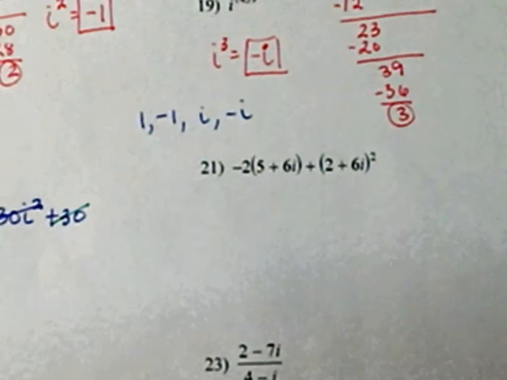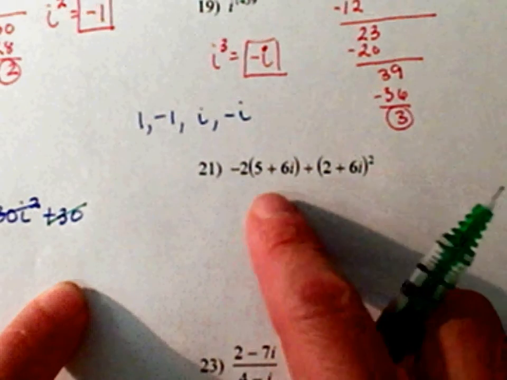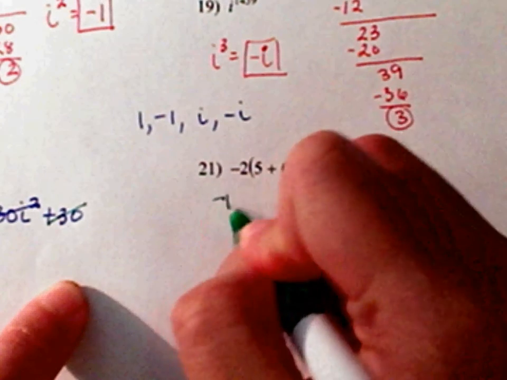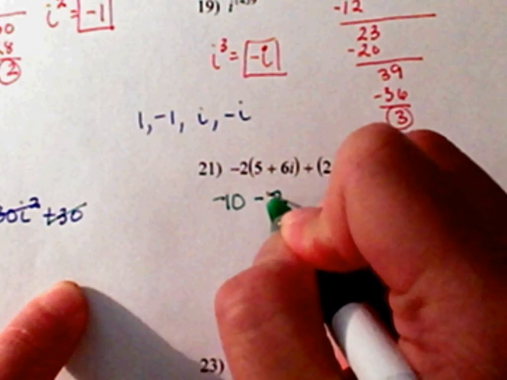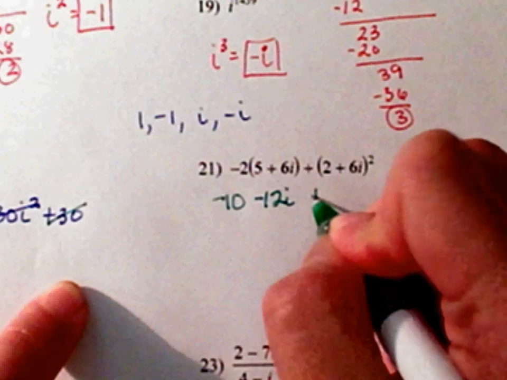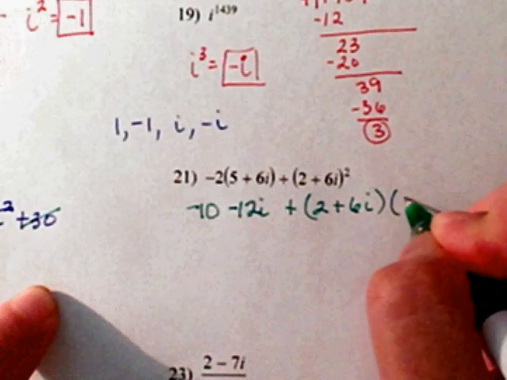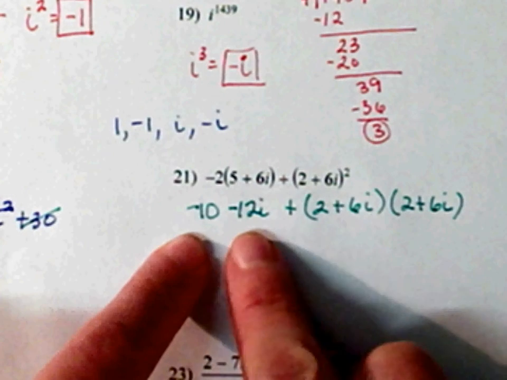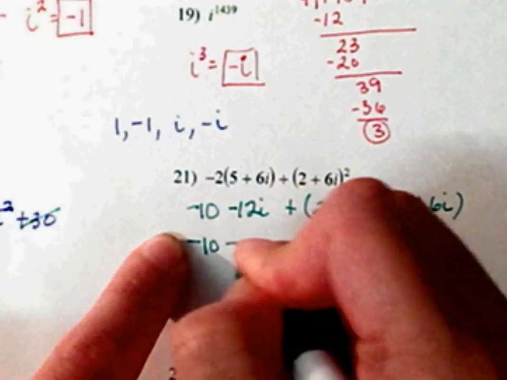21. Order of operations. Please do the exponents first, but you can still multiply that. So I'm going to put negative 2 times 5 is negative 10. Negative 2 times 6i is negative 12i. Plus, notice I have a square, so I have 2 of these. I cannot combine those, and I cannot add these until I multiply them. So you have negative 10 minus 12i.